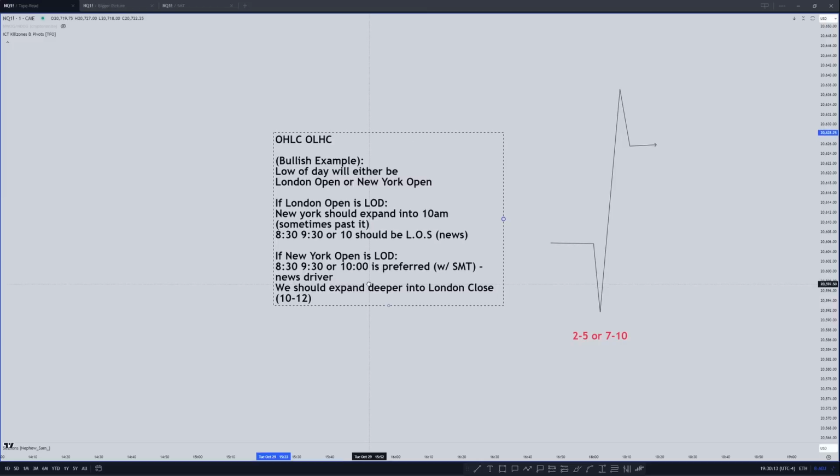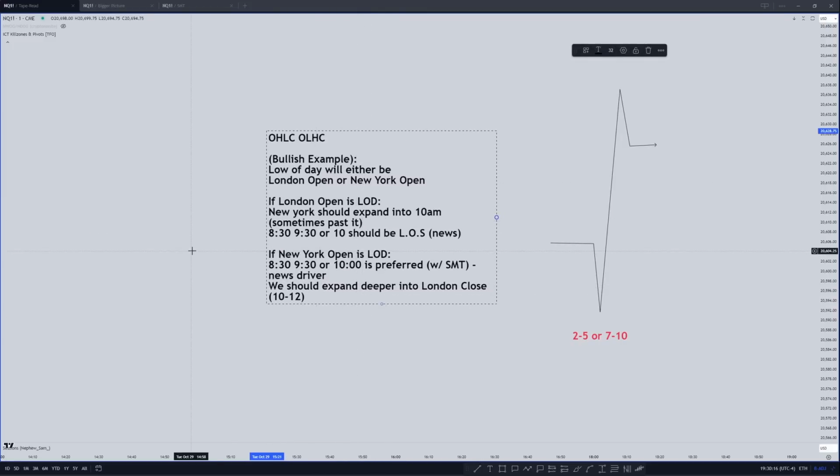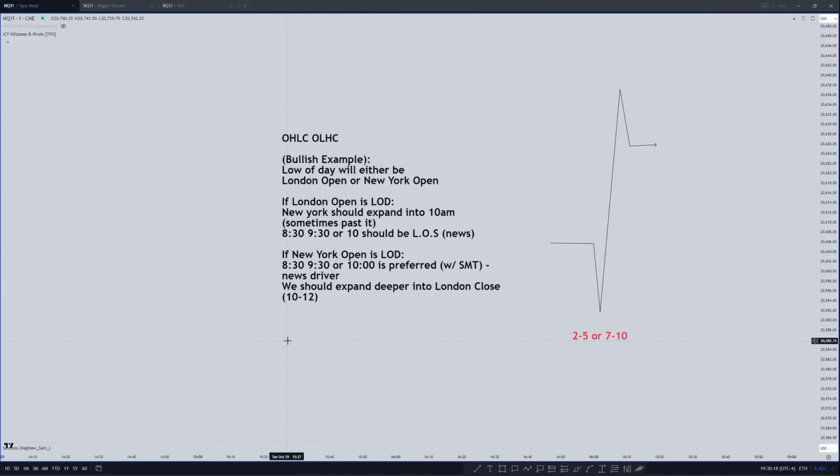Screenshot this if you want to, but that's basically the very, very short version of everything you want to see. So if we have a bullish bias and New York is expected to be the low of the day because London didn't do anything, preferably it's either going to be 8:30, 9:30, or 10. With SMT, looking at the news drivers is going to be important to determine which time of these three it's going to be. And we should expand deeper into London close, meaning not right at 10. We want to see it end. Preferably, we're going to continue expanding into maybe 10:30, maybe into lunch. It'll be further on, right?